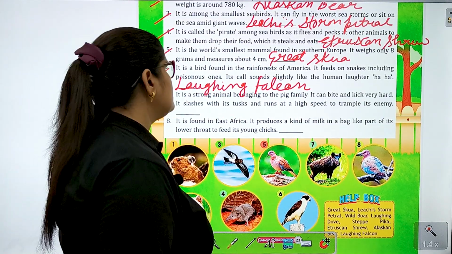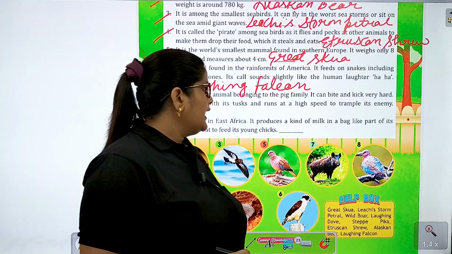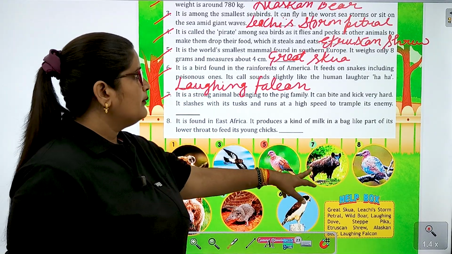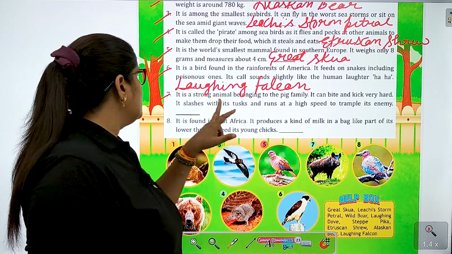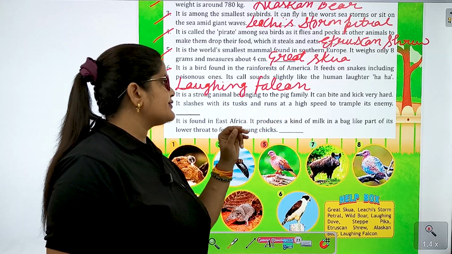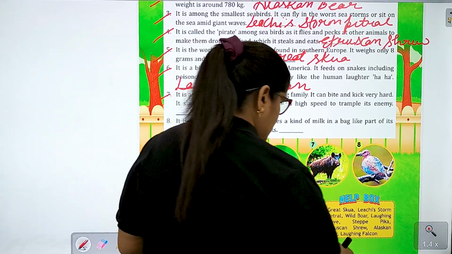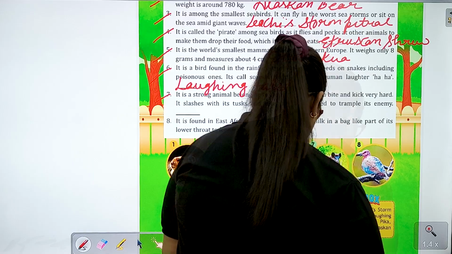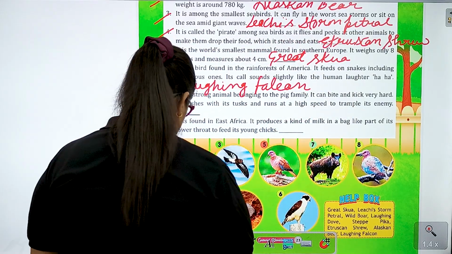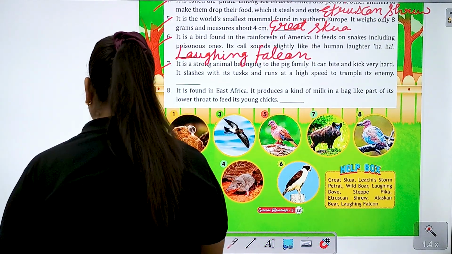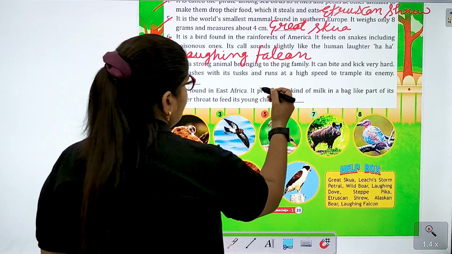It is a strong animal belonging to the pig family. It can bite and kick very hard. It slashes with its tusk and runs at high speed to trample its enemy. तो ये है number 7 is wild boar.